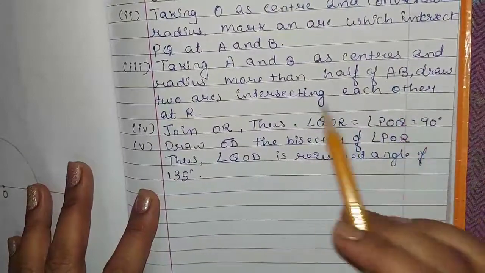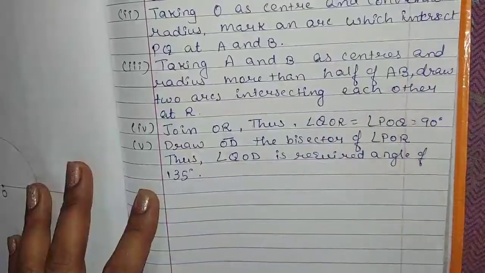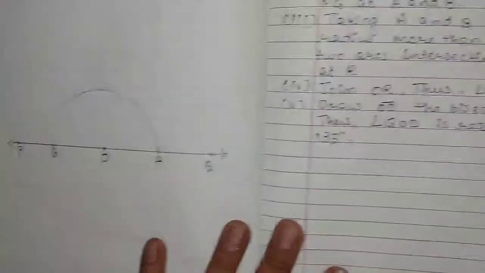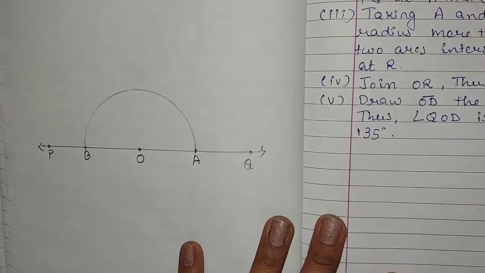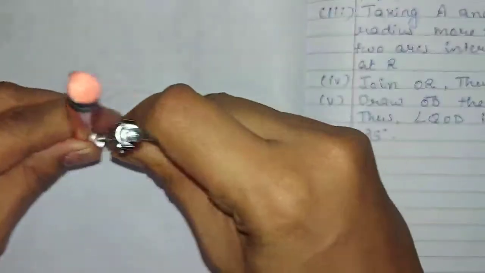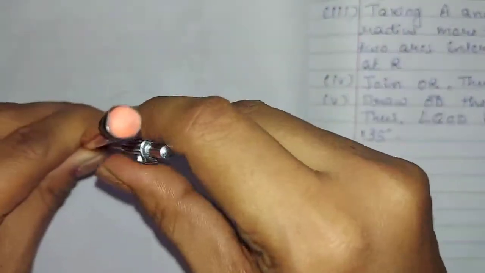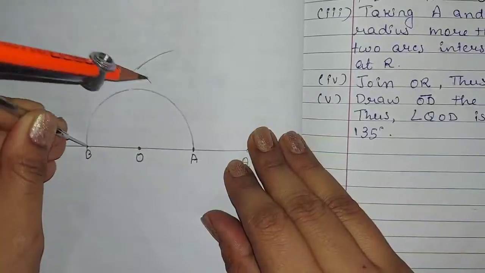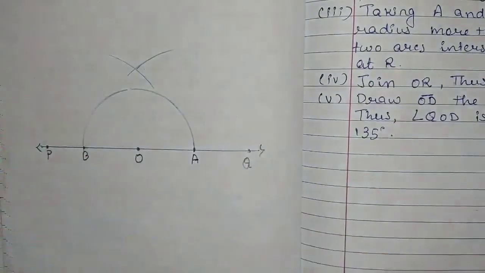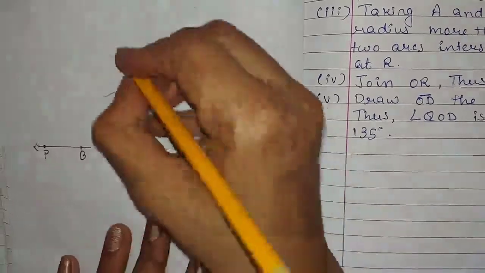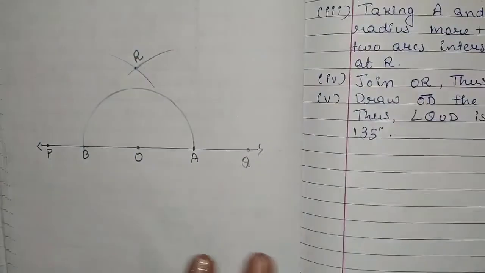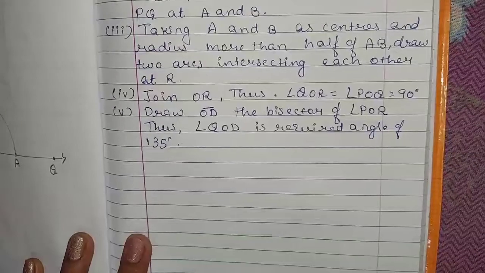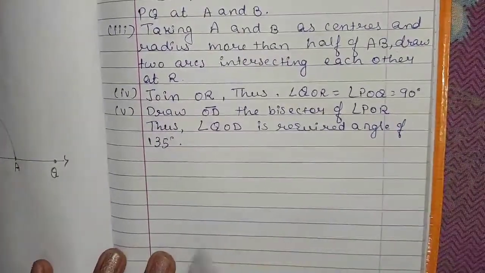Now let us see the next step. Taking A and B as centers and radius more than half of AB, draw two arcs intersecting each other at R. So here we have to take A and B as centers and more than half radius. So this is the distance of AB, more than half radius, and let us take A as a center and draw one arc. With B as a center, let us draw another arc. Now we have to mark this intersecting point as R. Now let us see the next step. Join OR and the angle QOR equals POR equals 90 degrees.